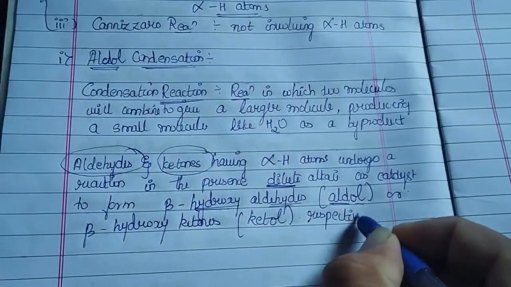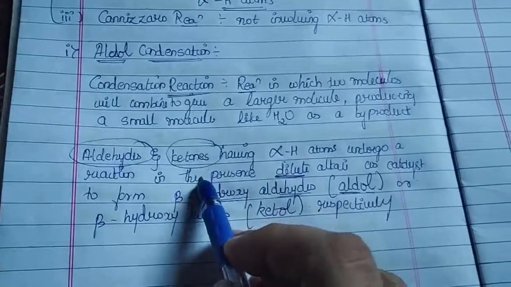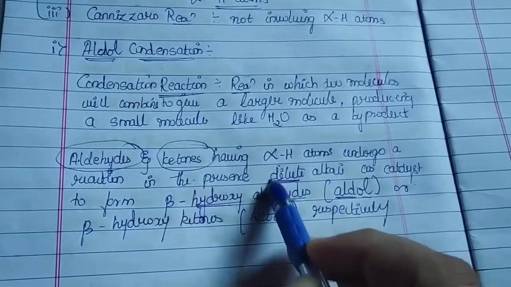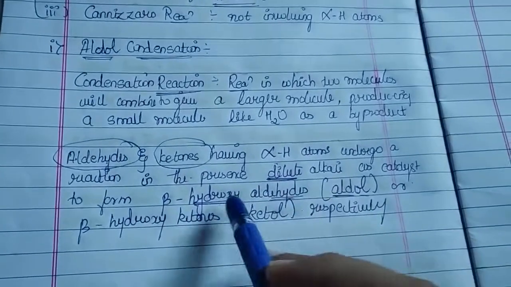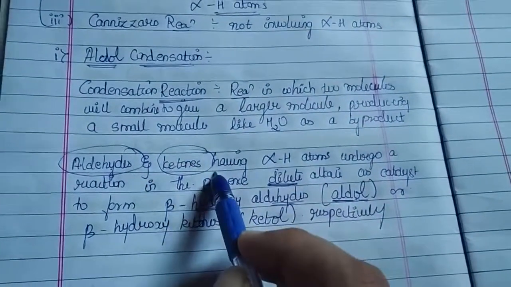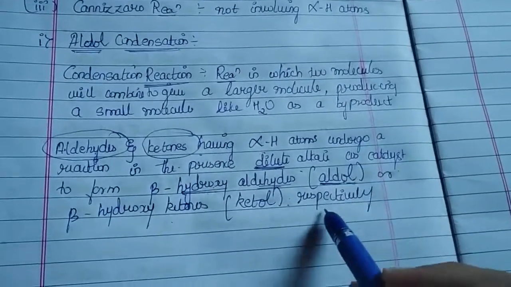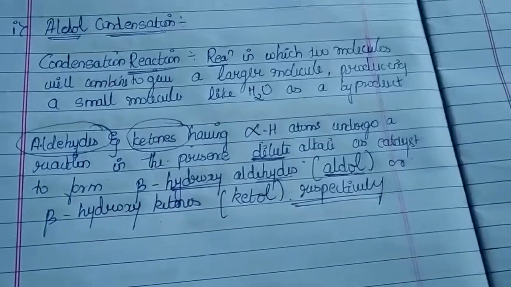Respectively, aldehydes which contain an alpha hydrogen atom undergo a reaction in the presence of dilute alkali as a catalyst. You will be getting aldol products. If you take ketones treating with a dilute alkali, you will be getting a ketol product. So I should add my word respectively.